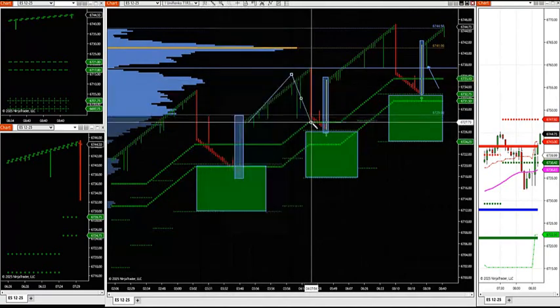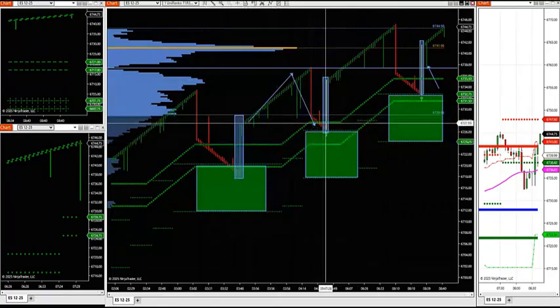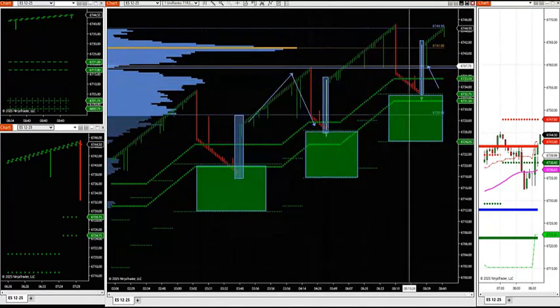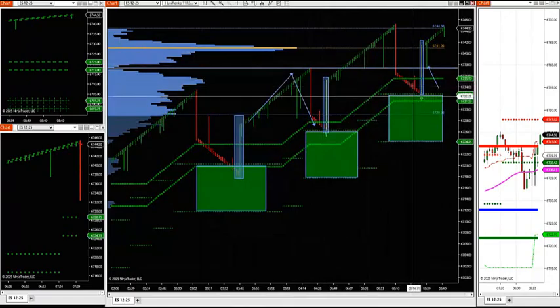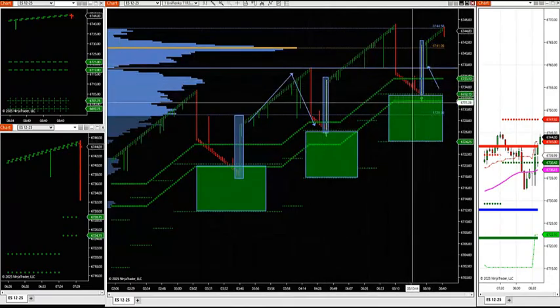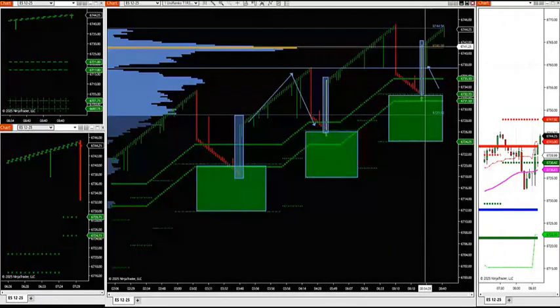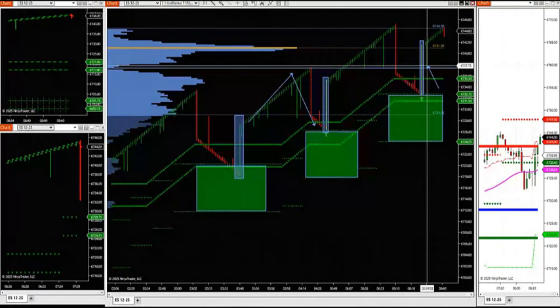Retested low value. Got inside my 25 zone, my trend zone, yellow trigger, and this was nice for continuation. This one got inside of my green trend zone, 25 value, reversal, retest the low volume node to give you confirmation it's going to hold.